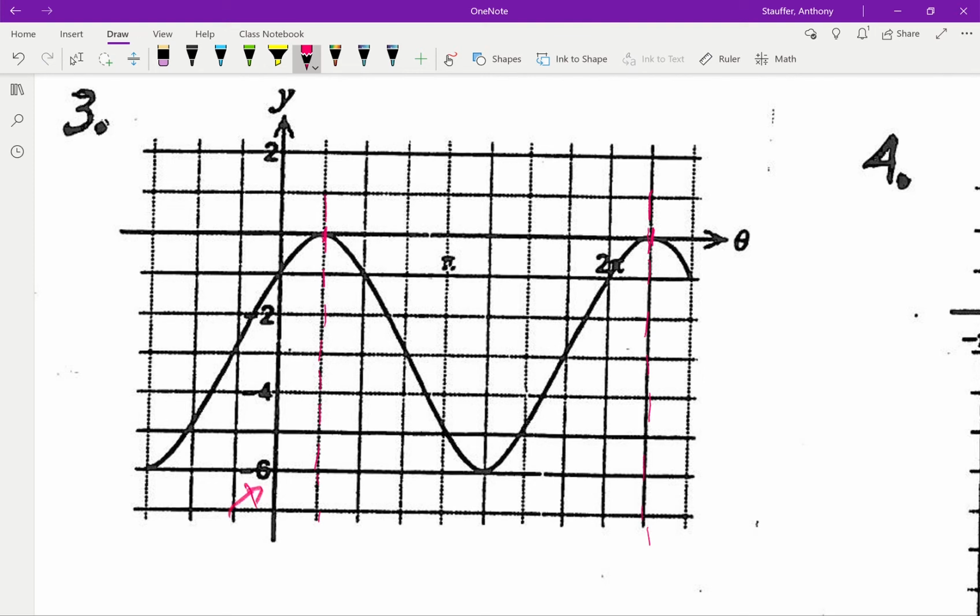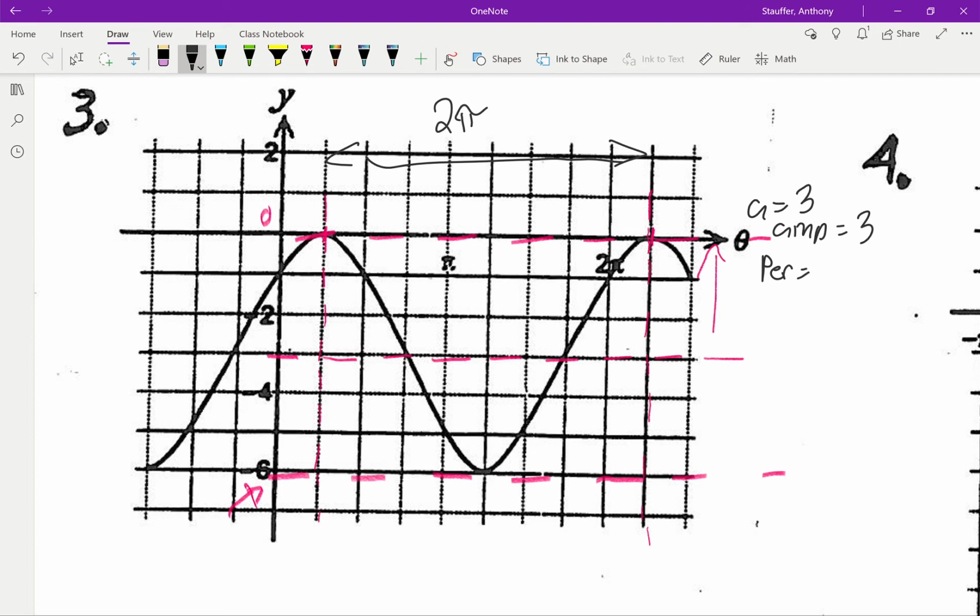We see the bottom is -6, the top is 0, so that means the middle is going to be at -3. My top is going to be at 0, and my bottom will be at -6. From here, we look from the middle to the top, and the middle to the top gives me an A value that's equal to 3. So my amplitude is equal to 3. The distance between there and there, we can clearly see, is 2 pi. So my period is equal to 2 pi, meaning my B value is 2 pi over 2 pi, which equals 1. And my D value is equal to -3.